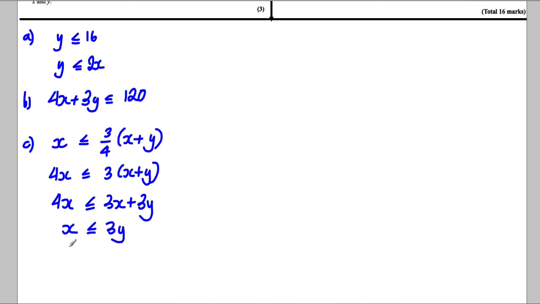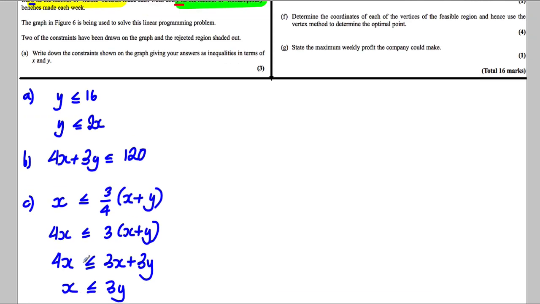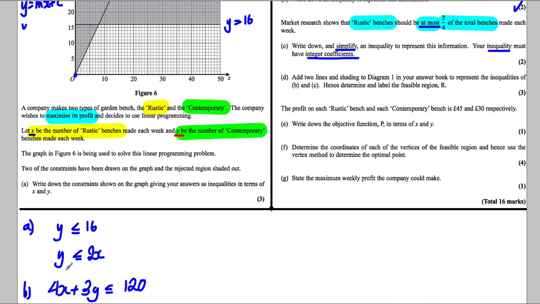And I like writing this the other way with y first, so 3y bigger than or equal to x, okay? Or like that. So that's absolutely fine if I leave it like that. Okay, what's next?